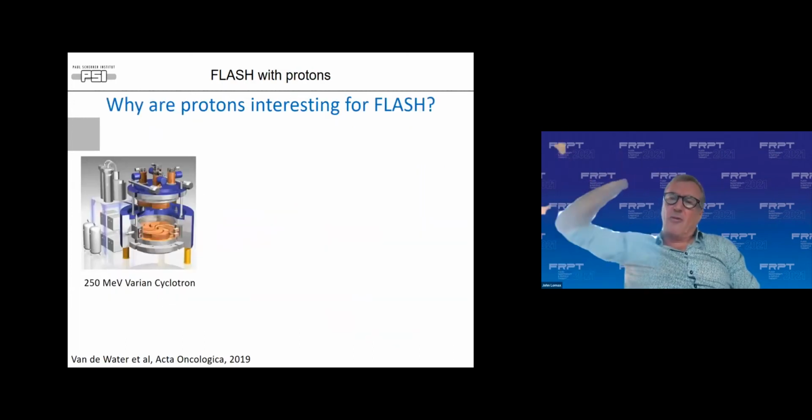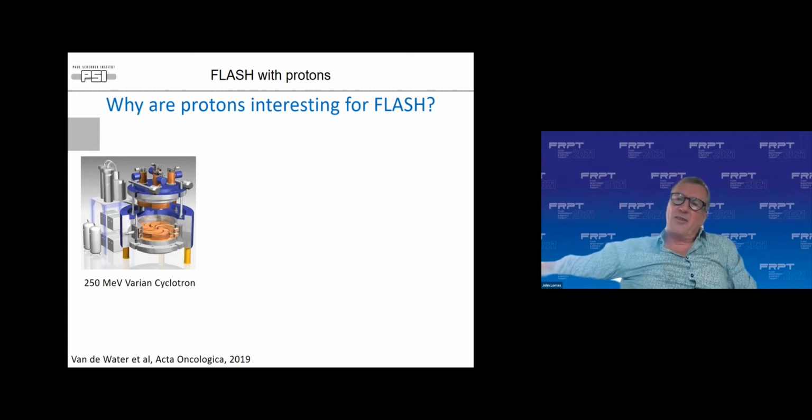Now, as I said, I'm going to be talking about protons and pencil beam scanning. So why are protons interesting for Flash? Well, again, in Marie-Catherine's talk before, we saw electrons are being mainly used for Flash. Photons are being considered, but also, as she mentioned, quite a lot has been done with protons for Flash irradiations.